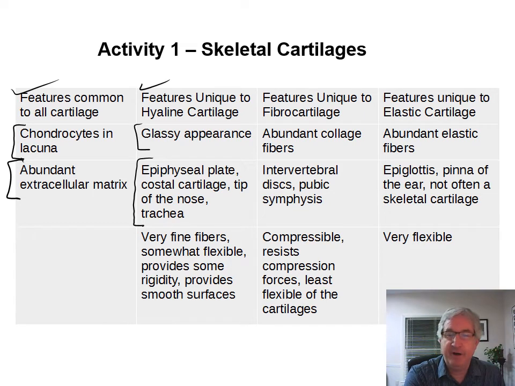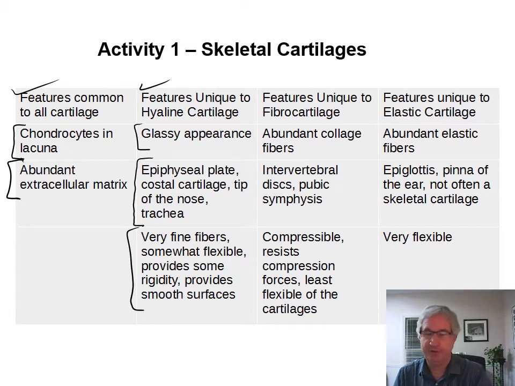It has very, very fine fibers, so it's almost impossible to see the fibers. It looks very glassy and very smooth under the microscope. It's somewhat flexible, provides some rigidity, and also provides very smooth surfaces. So it's a tough cartilage, but it provides a smooth surface. When two bones come together, they can slide across each other really well because cartilage covers the end of each one of them. And we'll look at that here in a second.